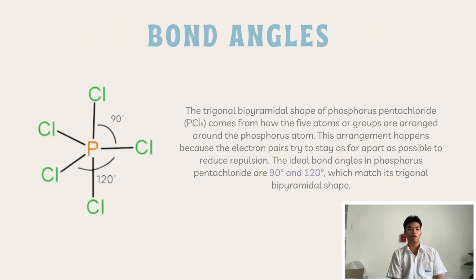Next is the bond angle. The trigonal bipyramidal shape of phosphorus pentachloride comes from how the 5 atoms or groups are arranged around the phosphorus atom. This arrangement happens because the electron pairs try to stay as far apart as possible to reduce the repulsion. The ideal bond angles in phosphorus pentachloride are 90 degrees and 120 degrees, which match its trigonal bipyramidal shape.